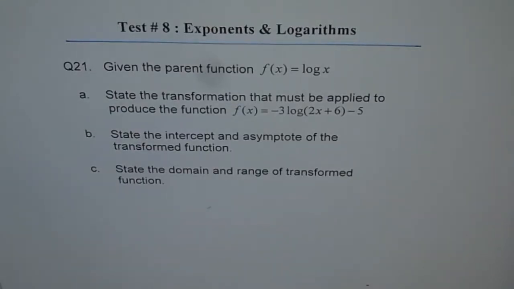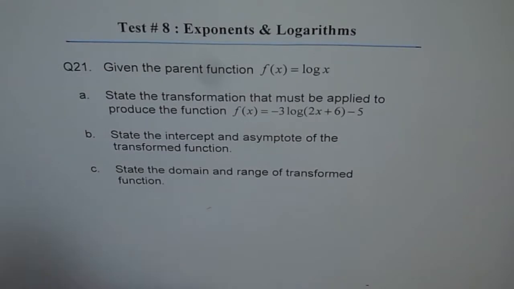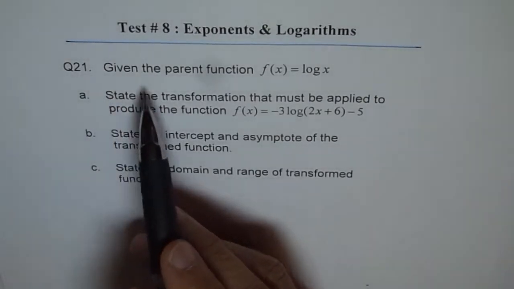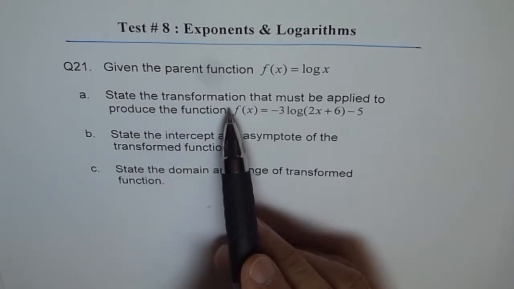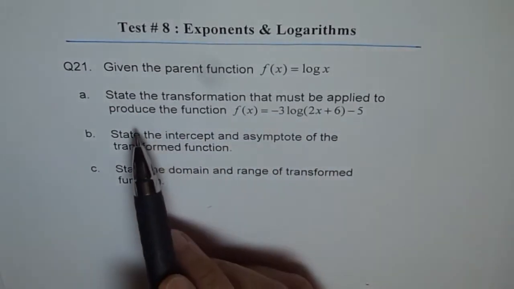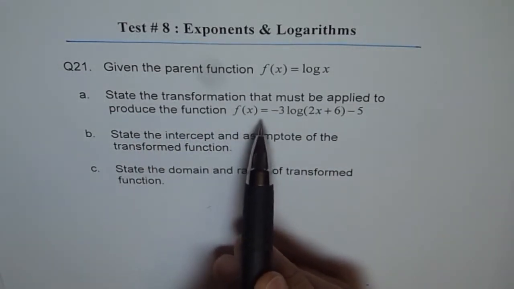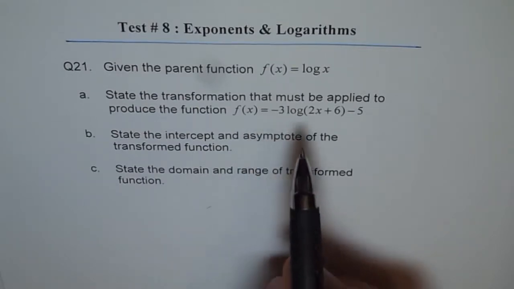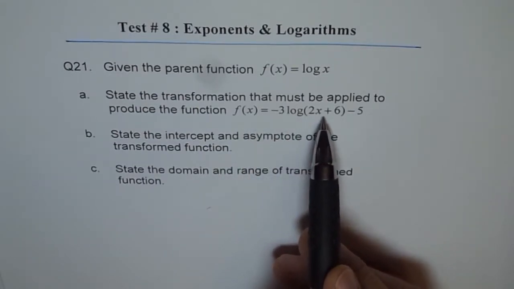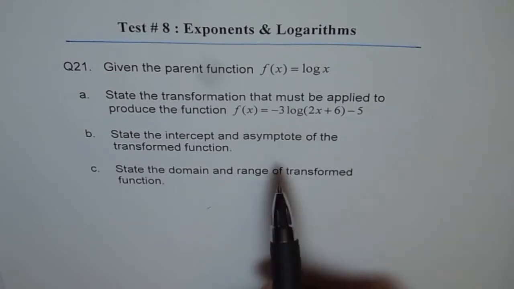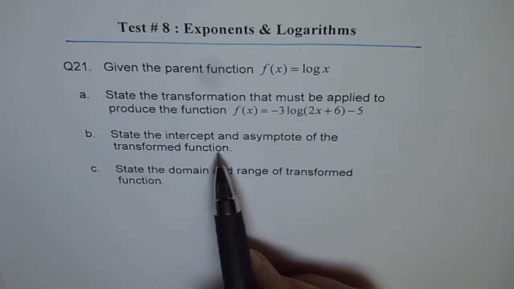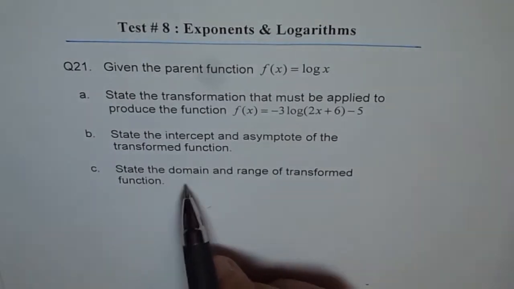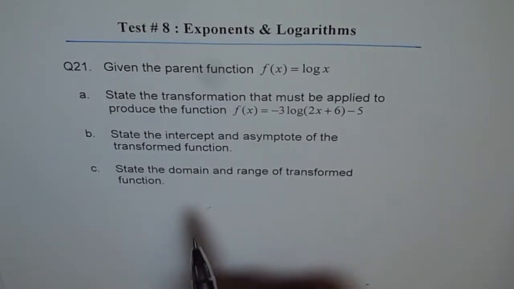Question 21, test 8 on exponents and logarithms. Question 21 is, given the parent function f(x) = log x, state the transformation that must be applied to produce the function f(x) = -3 log(2x + 6) - 5. State the intercepts and asymptotes of the transformed function and state the domain and range of the transformed function.